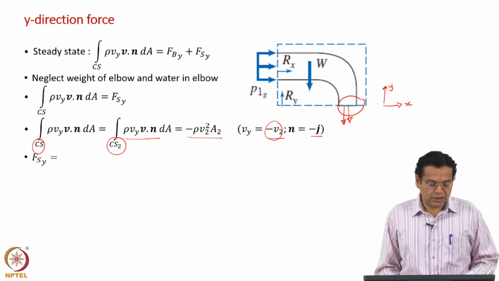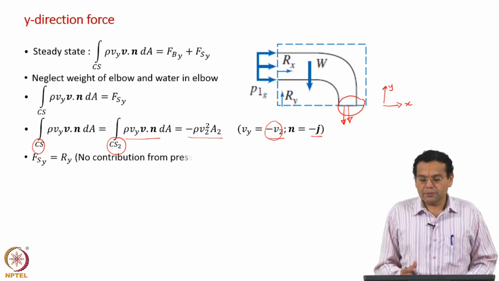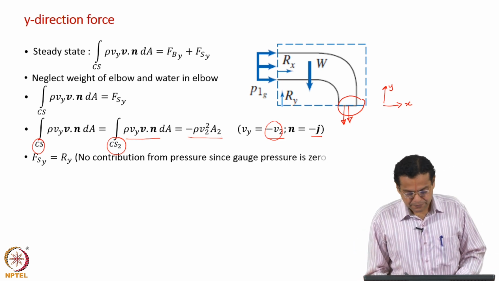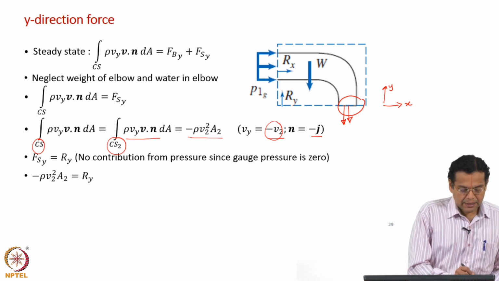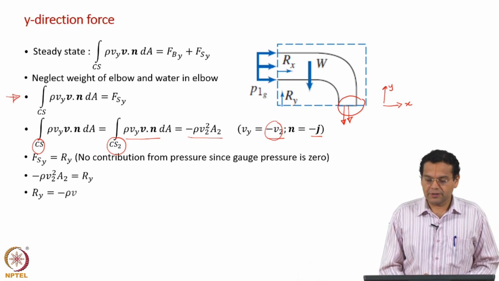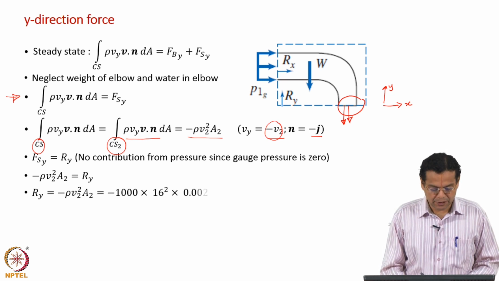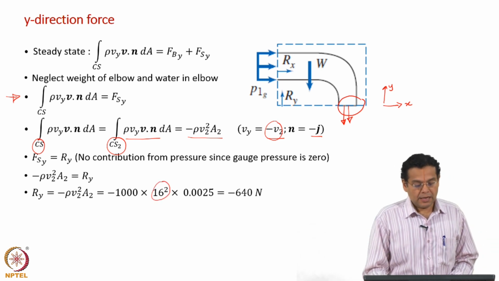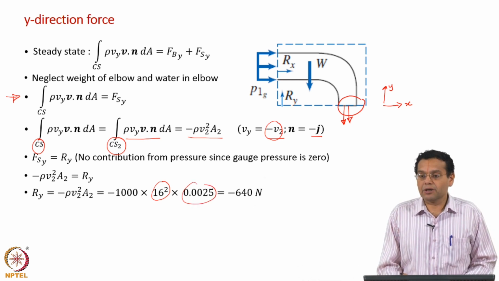Now, the surface force is only because of the y component of the reaction force, there is no component due to pressure, okay. The gauge pressure is 0. Now, let us substitute in the integral balance and write it for the y component of the reaction force, which gives us minus rho V2 squared A2. Let us substitute the value. Now, the velocity is 16 meters per second and hence 16 squared. The area is the small area 0.0025, giving us minus 640 Newton, okay.